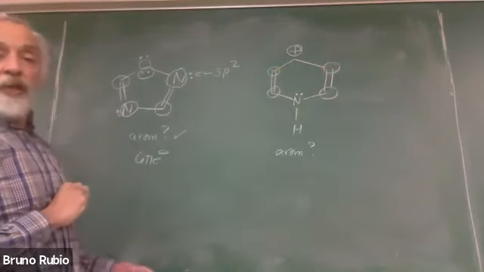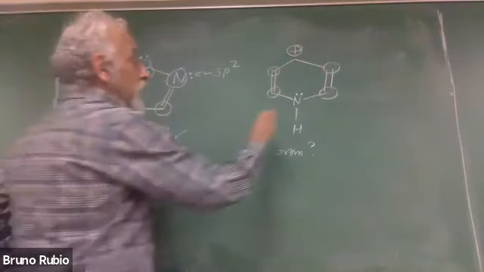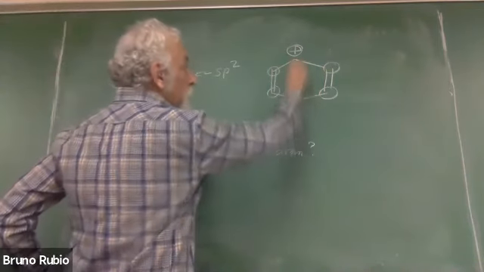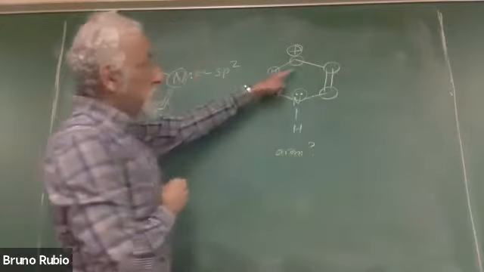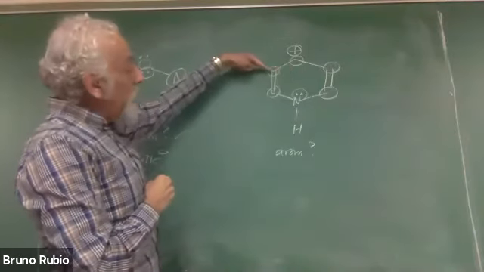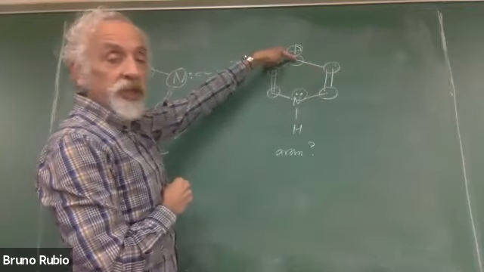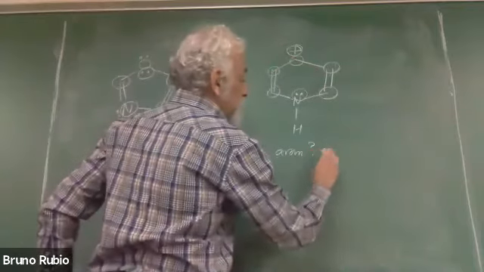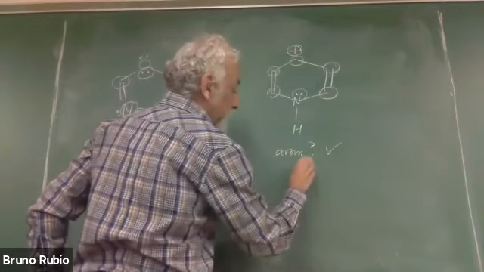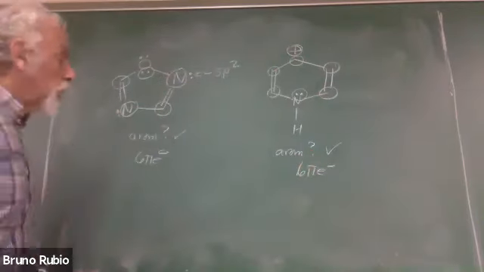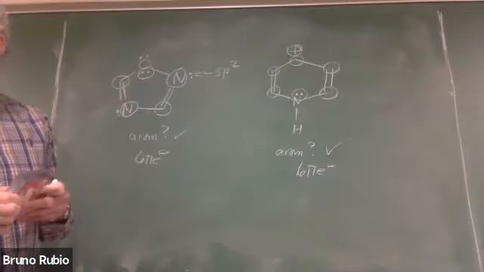Unshared pair of electrons on that nitrogen. If I drag them into a p orbital, there's a p orbital up here, but it's empty. I have 1, 2, 3, 4, 5, 6 plus 0 is still 6. He's a 6-pi electron aromatic molecule. Okay, let's try one more.